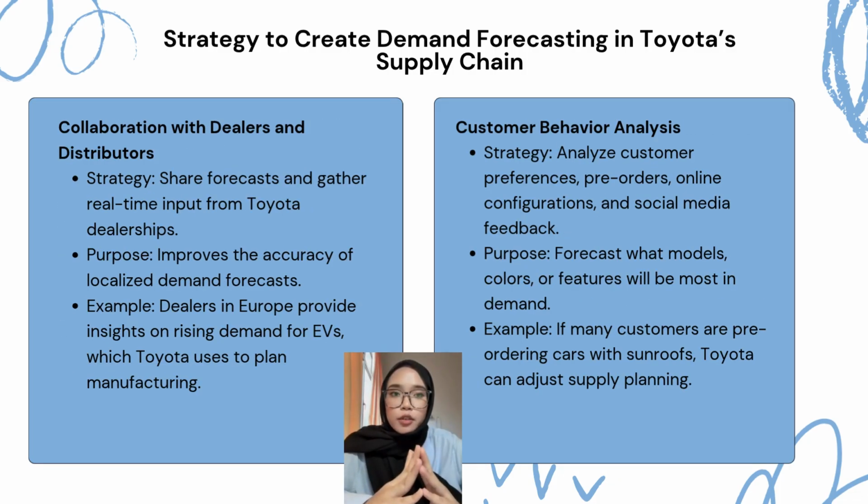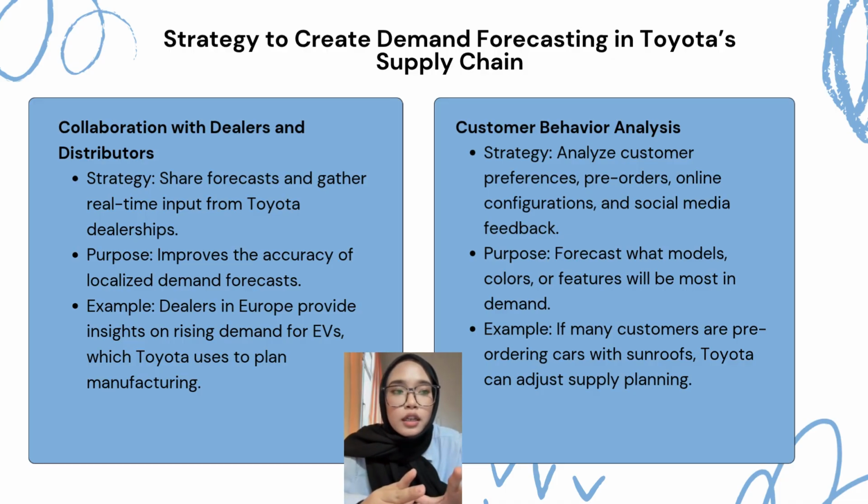The next is collaboration with dealers and distributors. The strategy is share forecasting and gather real-time input from Toyota dealership. The purpose is improve the accuracy of localized demand forecast. Example is dealer in Europe provide insight on rising demand for EVs which Toyota uses to plan manufacturing.